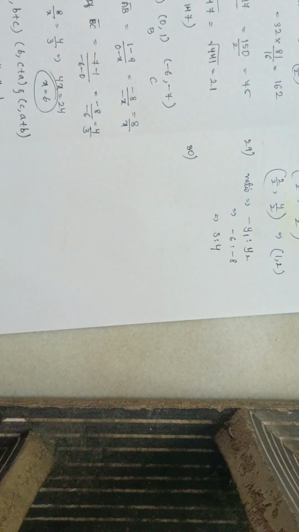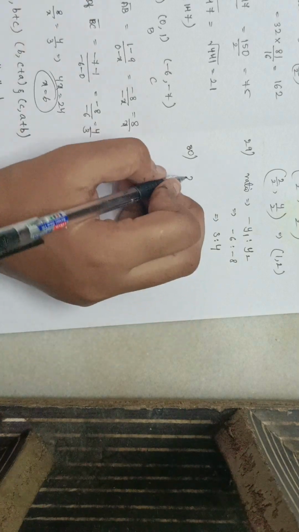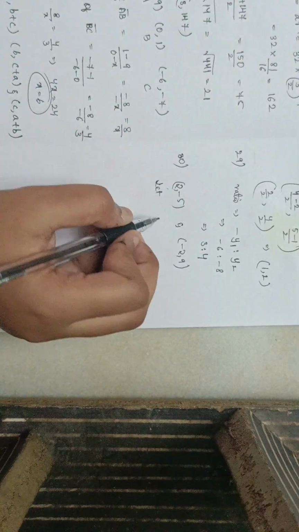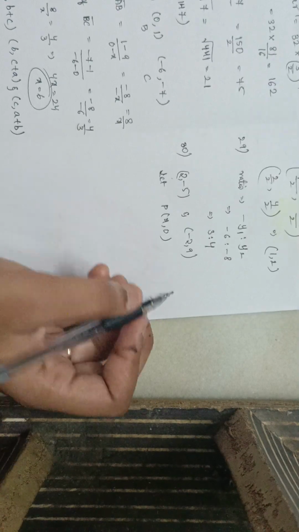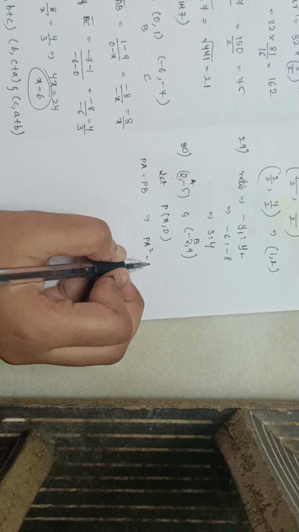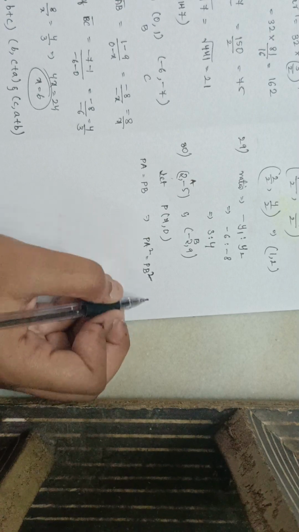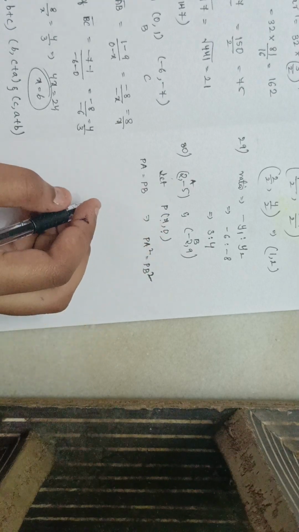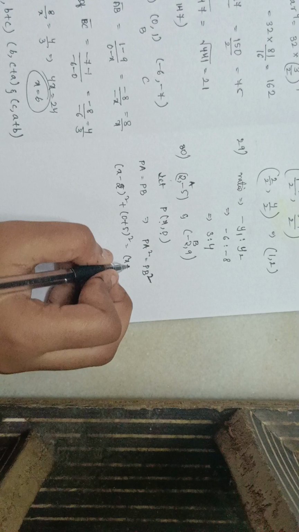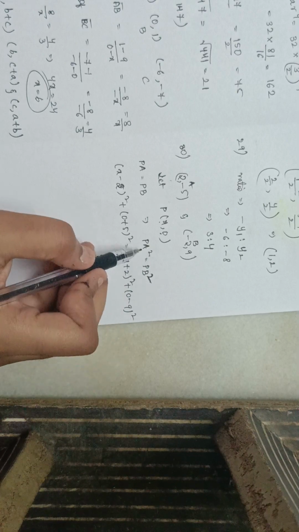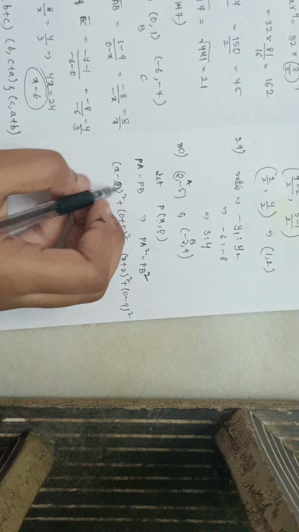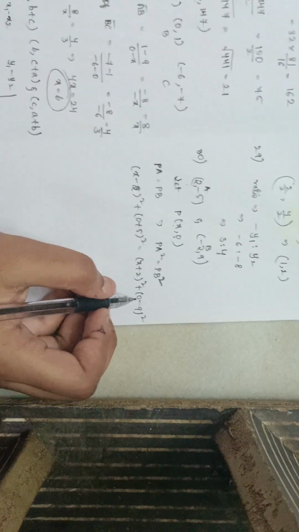Next one, 30. The point on the x-axis which is equidistant from the points (2, minus 5) and (minus 2, 9). So let us take a point P (x, 0) which lies on the x-axis, and let these be A and B. PA equals PB. Squaring on both sides, PA square equals PB square. The distance between P (x, 0) and A (2, minus 5): (x minus 2) whole square plus (0 plus 5) whole square equals (x plus 2) whole square plus (0 minus 9) whole square. The distance of a line segment PA equals root over (x2 minus x1) whole square plus (y2 minus y1) whole square.